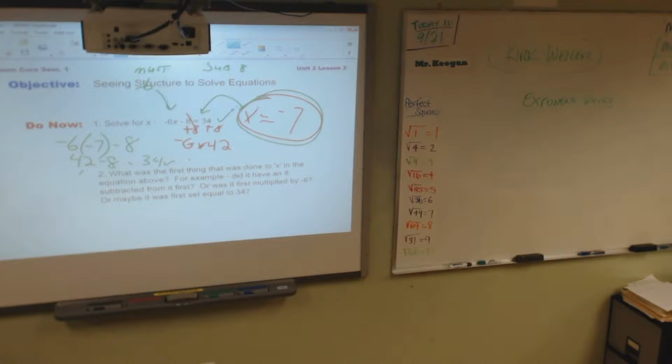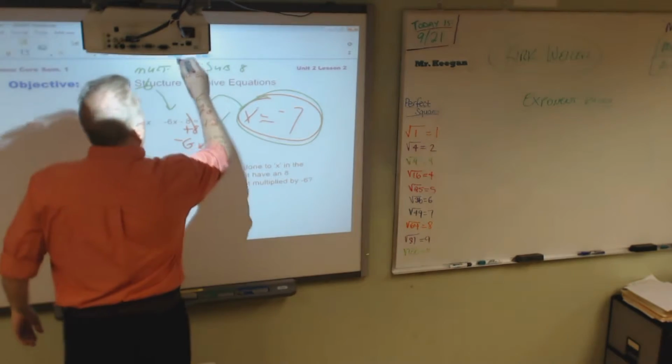That's how you could actually tell, if you forgot about the negative, if you put the 7 in, you would have got -42 minus 8, which gives you -50, which does not equal 34. So when you check it, that's how you can make sure you did it right. Okay, let's just go on to what we're going to do today, and I think it'll make more sense.